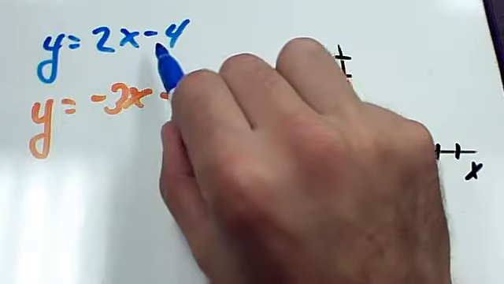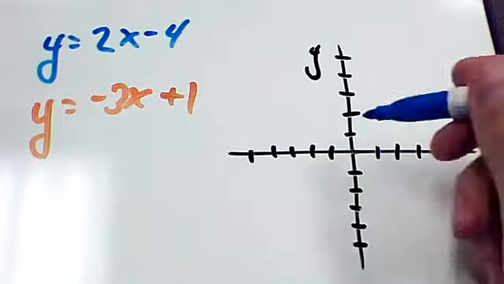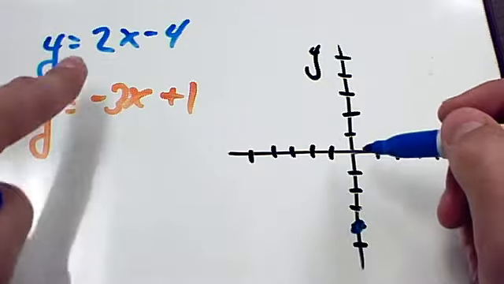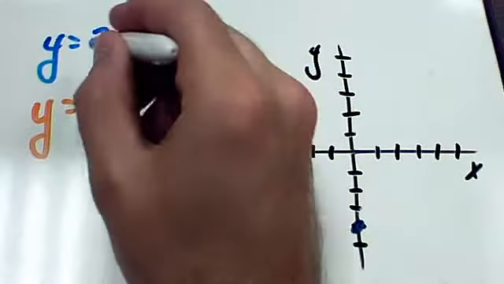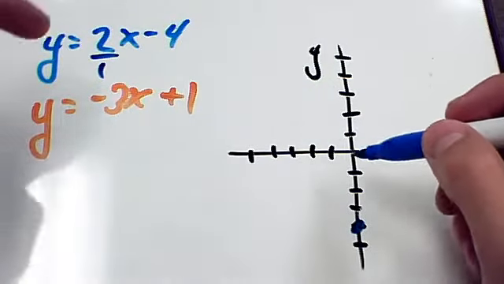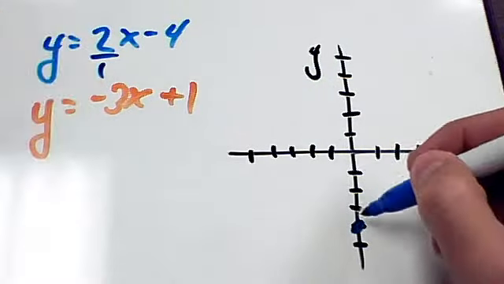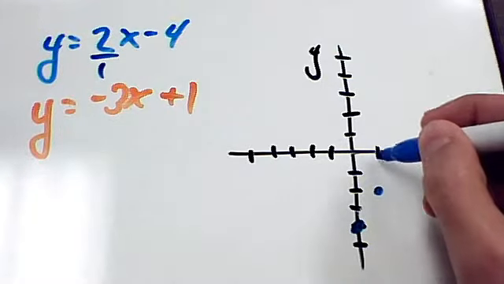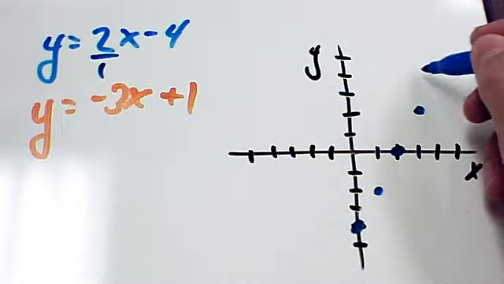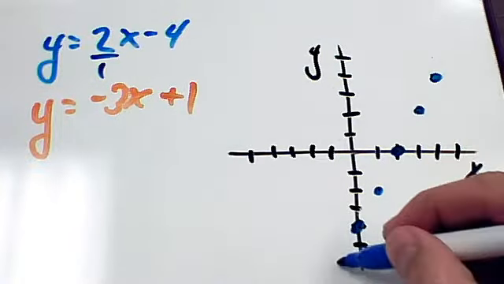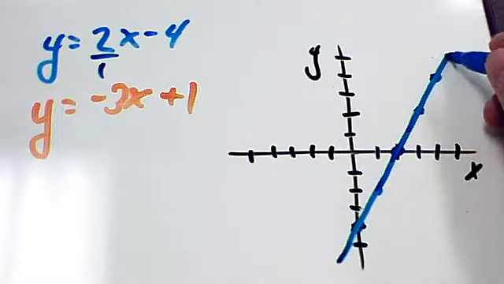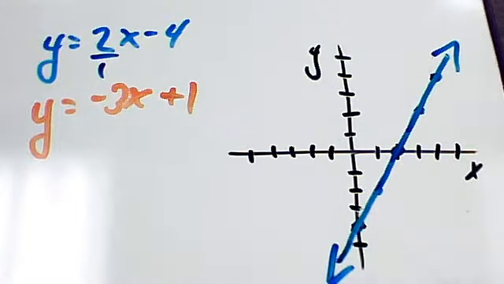A quick review of graphing. We have our y-intercept at -4, which is 1, 2, 3, -4, and our slope is 2, which is the same thing as 2 over 1. So then I would just rise 2, run 1, and I'm going to continue this pattern until I get a good picture of what my line should look like. Okay, it looks about there.